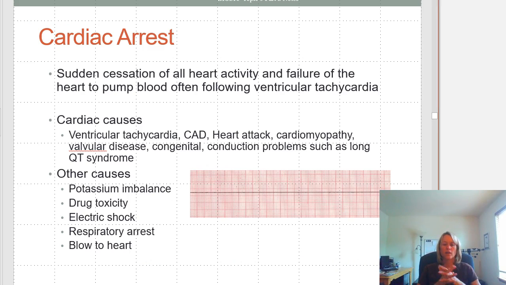Okay, and then finally, cardiac arrest is when we have sudden cessation of all heart activity and failure of the heart to pump blood, aka flatline. This can be caused by cardiac diseases. In fact, it's usually caused by ventricular tachycardia. You can see it with coronary artery disease, where we're not getting enough oxygen to the heart, cardiomyopathy, valvular disease, long QT syndromes. There can also be other causes, such as potassium imbalance, drug toxicity, if you get electrical shock, respiratory arrest, or a blow to the heart.